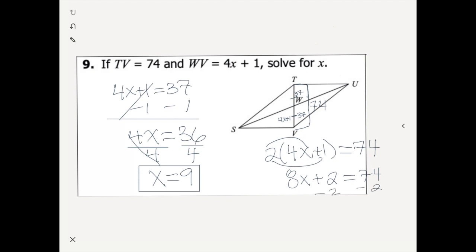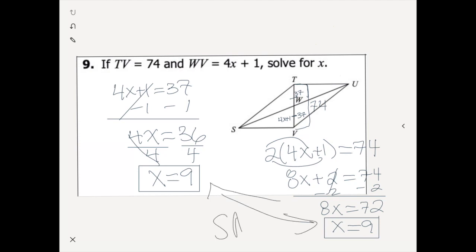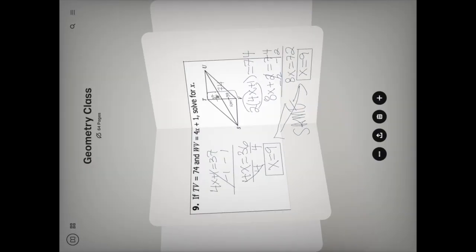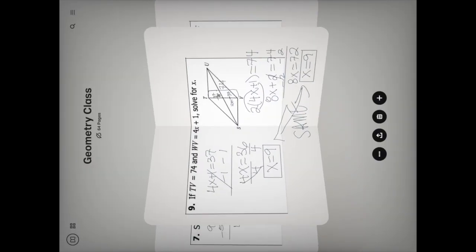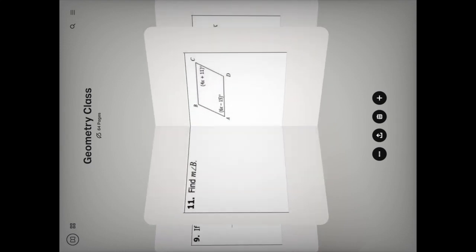Subtract 2 from both sides. You get 8x is equal to 72. Divide by 8, and you're going to get x is 9. Either way, you're still going to get the same answer. So that's 2 ways to solve that problem. Let's go ahead and try to do number 11.